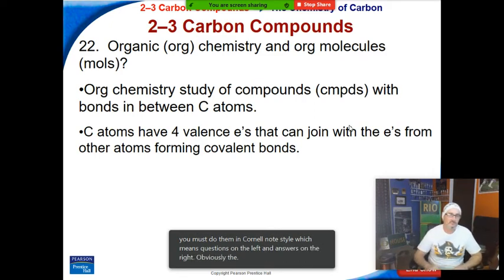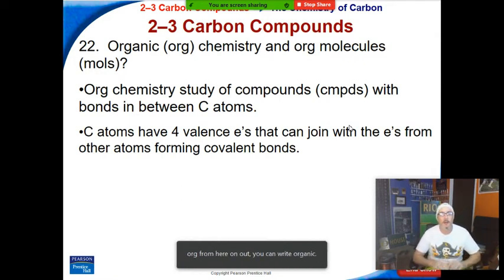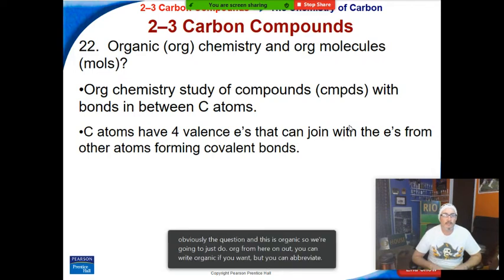Obviously, the question in this is organic, so we're going to just do org from here on out. You can write organic if you want, but you can abbreviate if you would like. And instead of writing molecules, we're going to write moles.